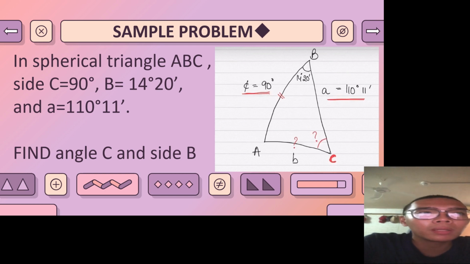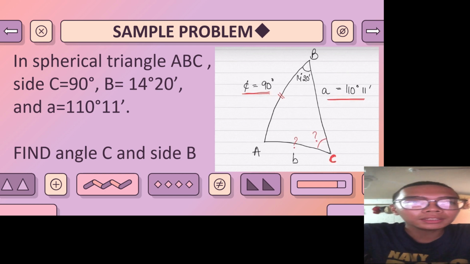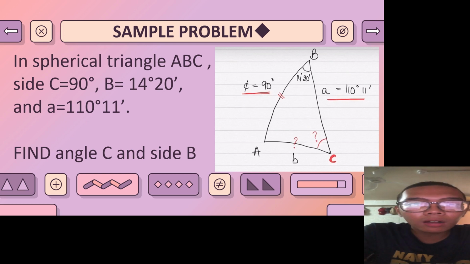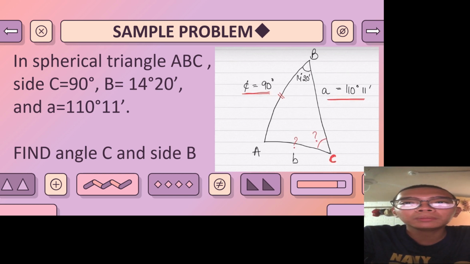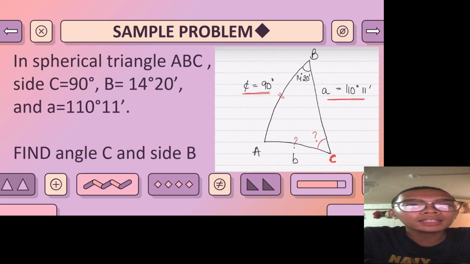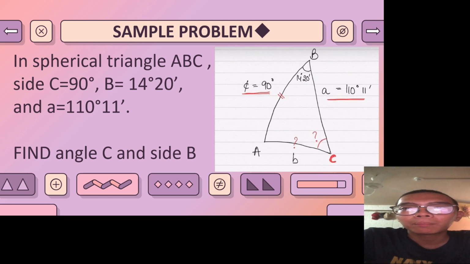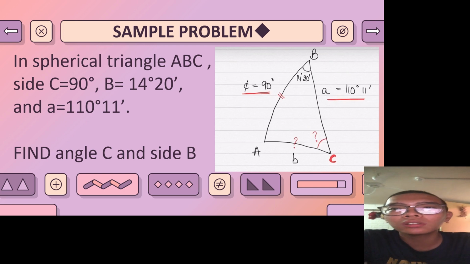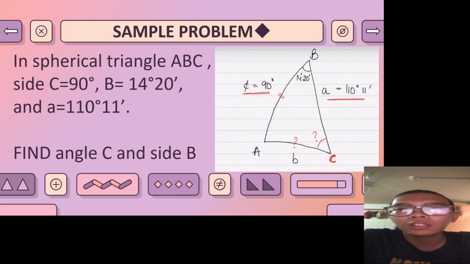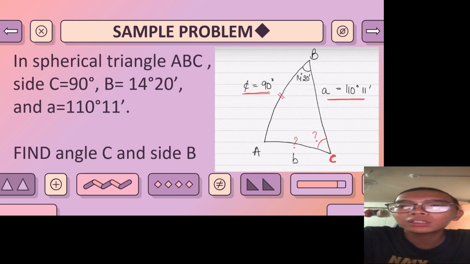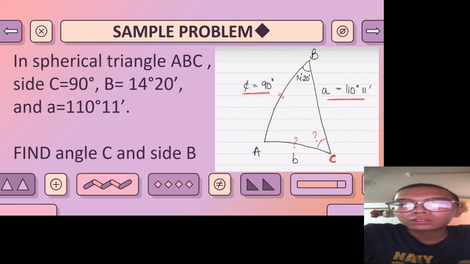So in our sample problem, in spherical triangle ABC, side C is equal to 90 degrees, angle B is equal to 14 degrees 20 minutes, and side A is equal to 110 degrees 11 minutes. Find angle C and side B. So we have here our spherical triangle. Here's our side A, which is equal to 110 degrees 11 minutes, and our angle B, 14 degrees 20 minutes, and our side C, 90 degrees. We're going to find the angle C and the side B.